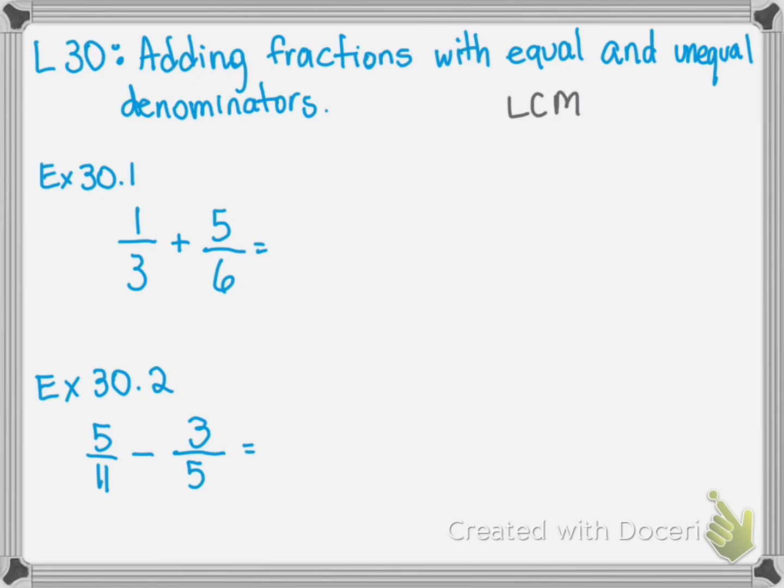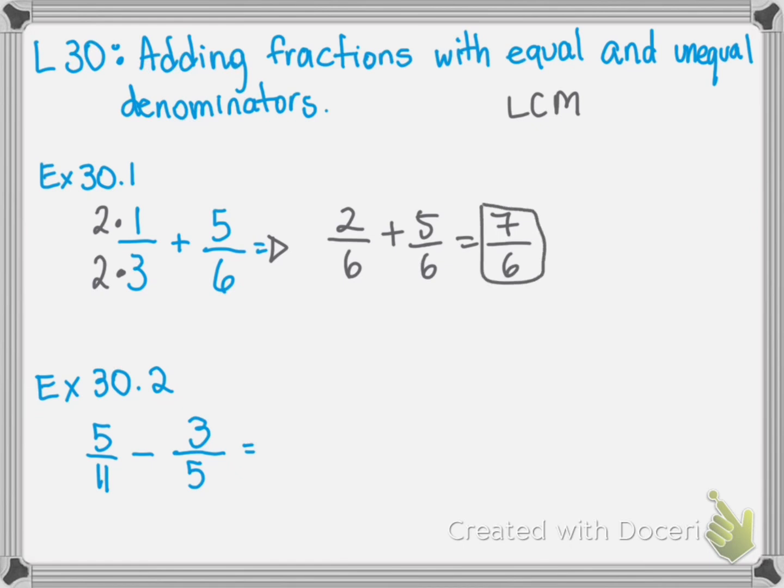So in this case, the LCM of 3 and 6 is 6. So I want to change the 3 for a 6. So in this case, I have to multiply times 2. 2 times 3 is 6. And whatever I do to the bottom, I also have to do to the top. So in this case, I have 2/6 plus 5/6 equals 7/6. And that would be the answer.